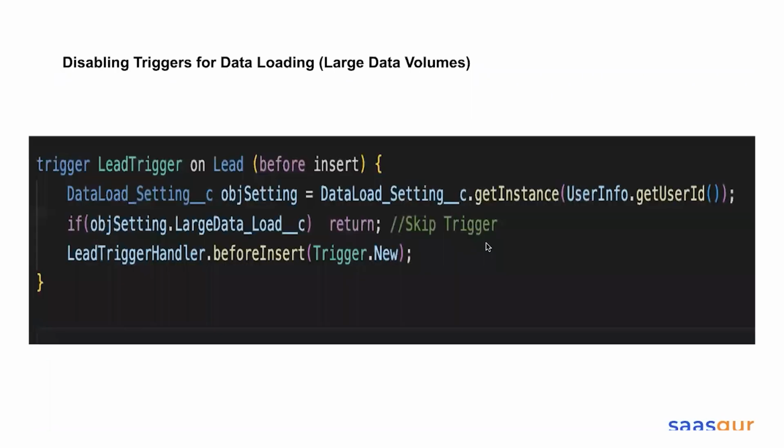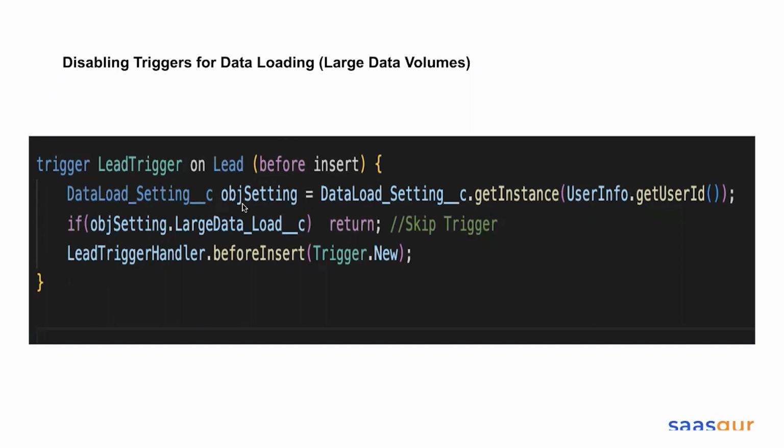How? Let's see one quick example. Suppose I have one custom setting, data load setting C, and I am taking this for the current user, and then I'm checking, okay, if large data load C, just my custom field name on the custom setting, is true, then return, I mean, skip the trigger logic, and if not, then execute. And what I can do, if I have large data volume, I am going to upload bulk data from the external system, I need to deactivate my trigger for the faster processing.